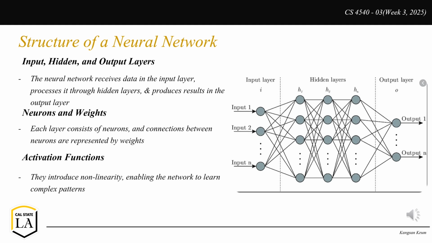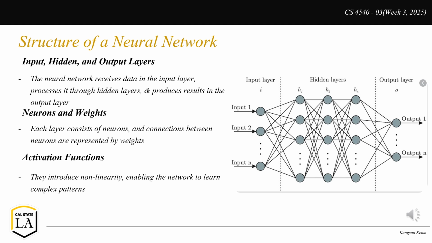Before we dive deeper into backpropagation, let's first understand the fundamental structure of a neural network. A neural network is inspired by the human brain. It is composed of three main layers. First, the input layer. This is where raw data enters the network. For example, in an image classification task, each pixel of an image would be an input neuron.